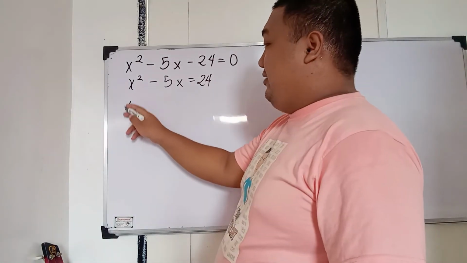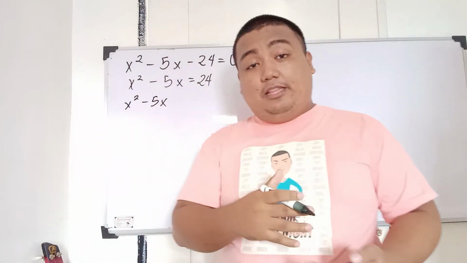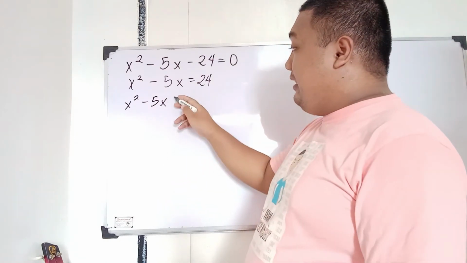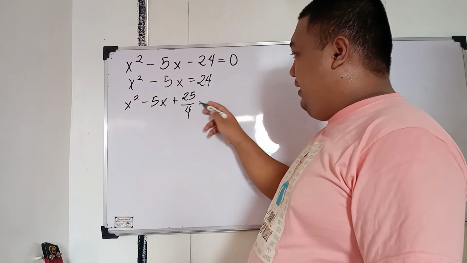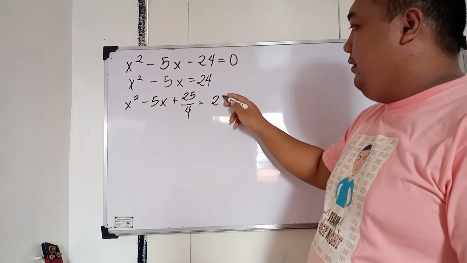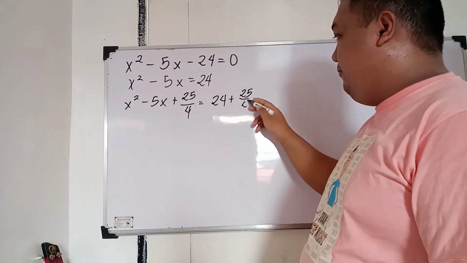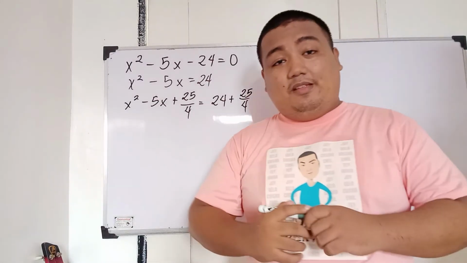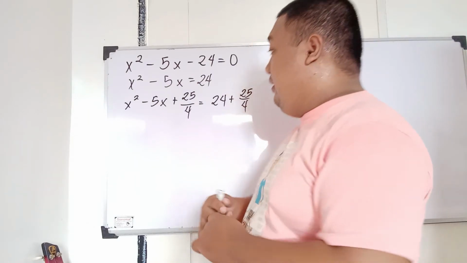So, that is x squared minus 5x. Again, review lang: 5 divided by 2, then raise to the second power, that is 25 over 4. So, same deal here, 24 plus 25 over 4.